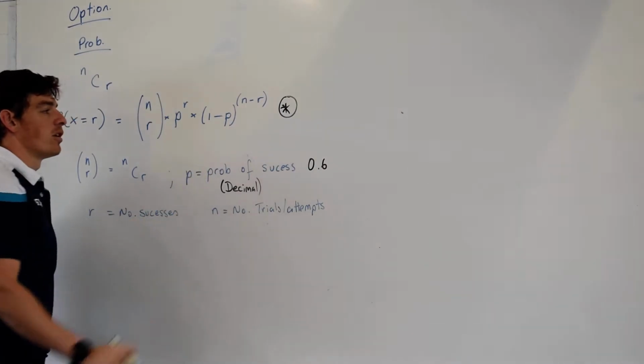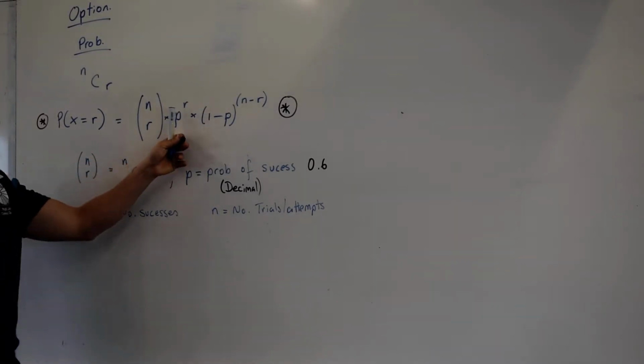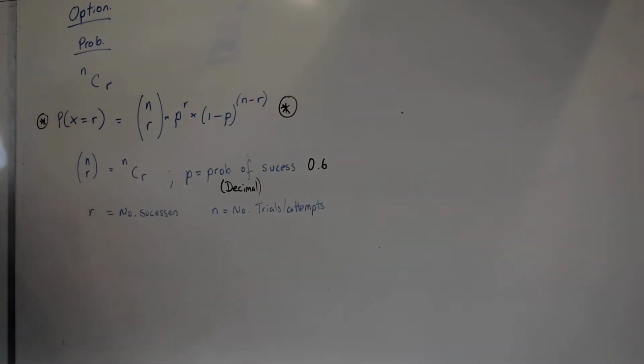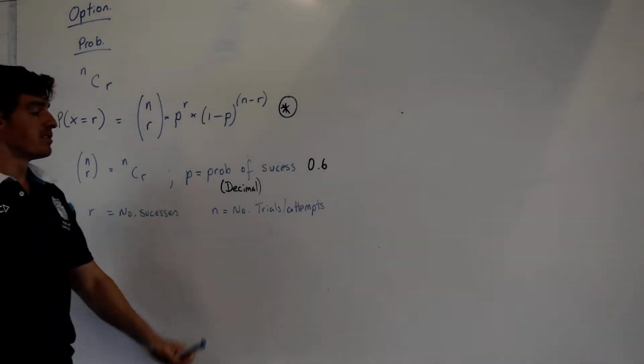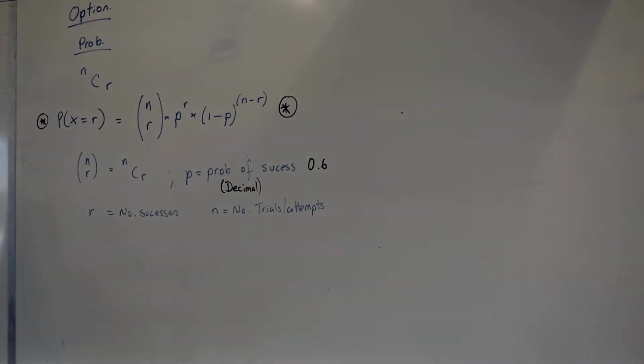So when I see 1 minus P, that's simply talking about the probability of not success. Because 1 is 100%, so 1 take the probability of success will give us the probability of failure, or not hitting the shot. R represents the number of successful attempts, and N represents the number of attempts in total.